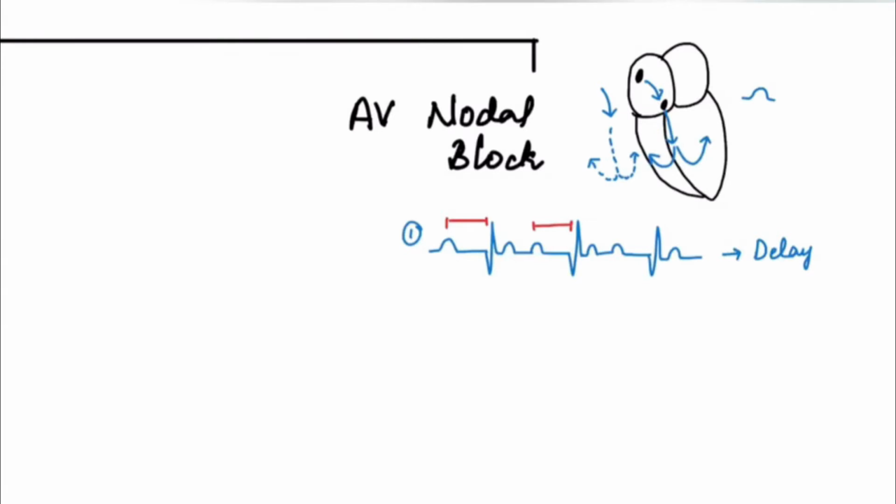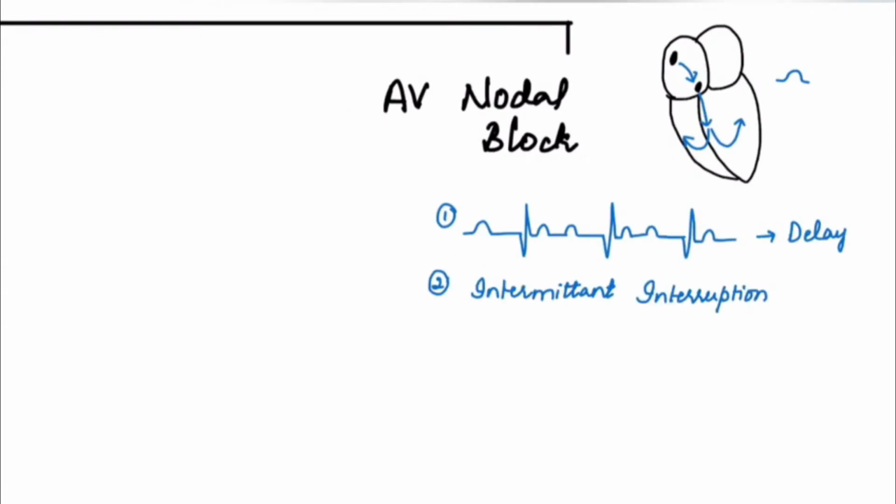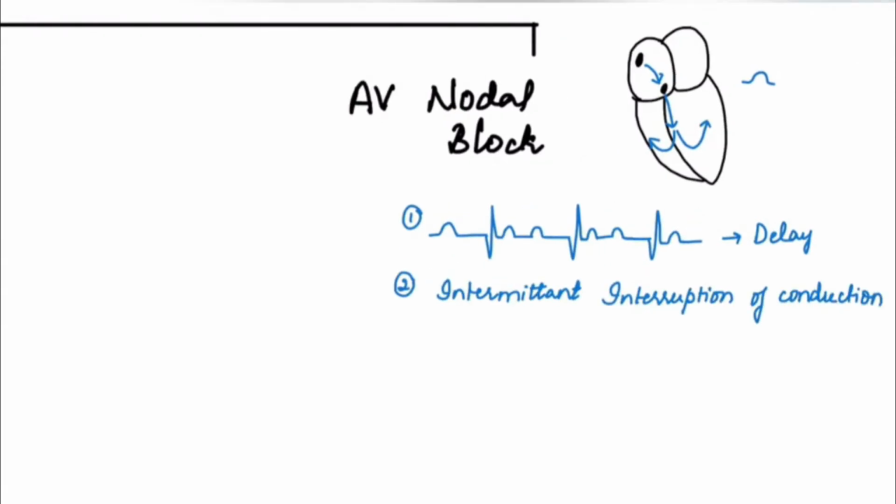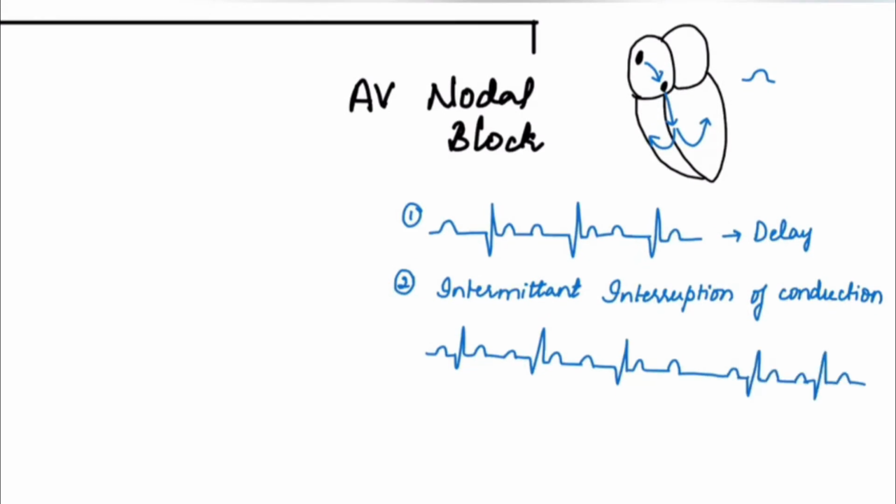Next, in the second degree AV block, there is intermittent interruption of conduction into the ventricle. So that means an impulse will not be conducted to the ventricles from the atria in between. And so in the ECG strips, a P wave is not followed by QRS complex. That means intermittently, somewhere in between, there is only atrial contraction which is not followed by ventricular contraction. So there is a P wave which is not followed by a QRS complex. This indicates second degree AV block.